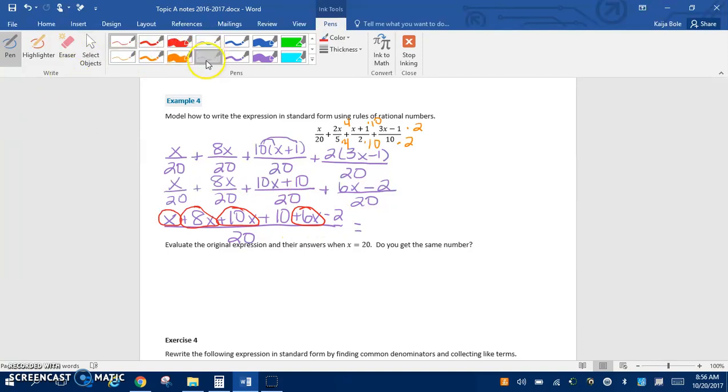Alright, so if we look at it, x plus 8x gives us 9x, plus a 10x would give us 19x, plus another 6 would give us a 25x, and then 10 minus 2, because that sign comes with, gives us just plus 8, and this is all over 20. Alright, so now the last step we can do here is we're going to separate them out because they're both over 20, so we can rewrite it as 25x over 20 plus 8 over 20.